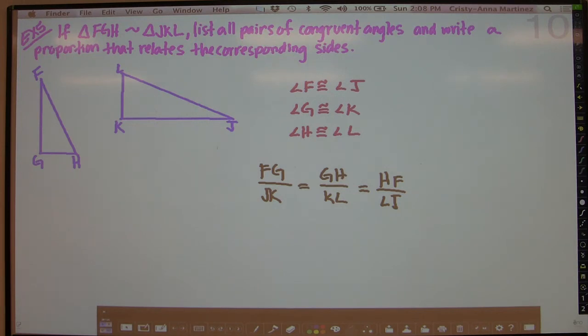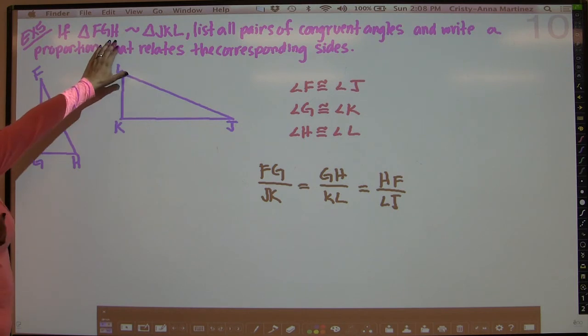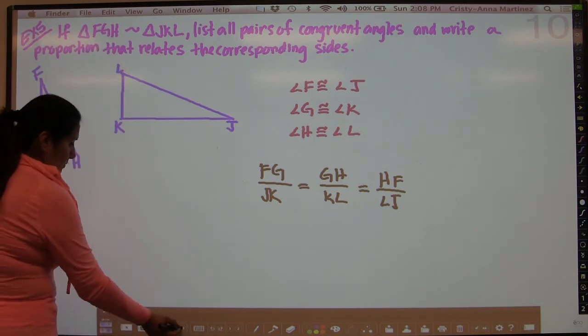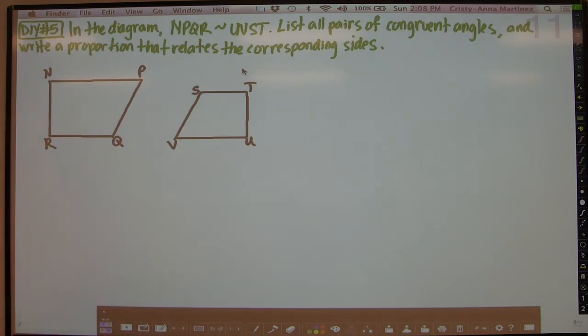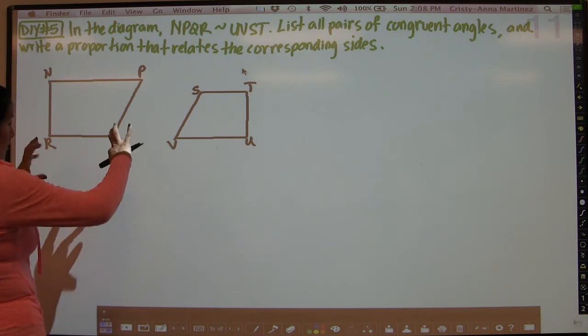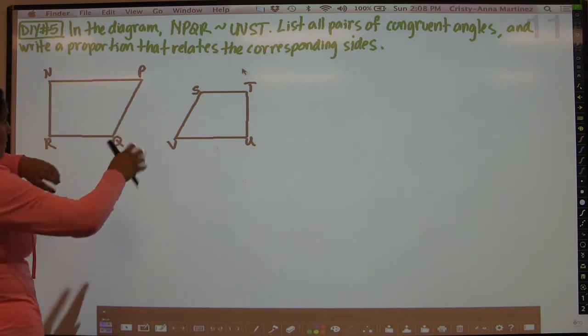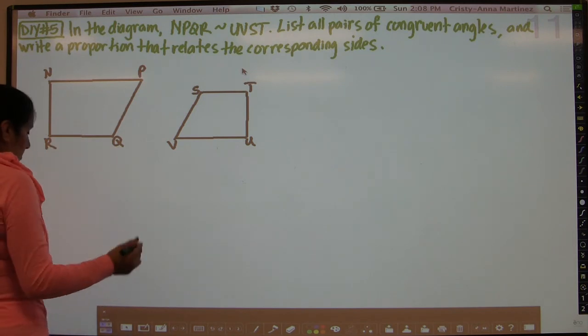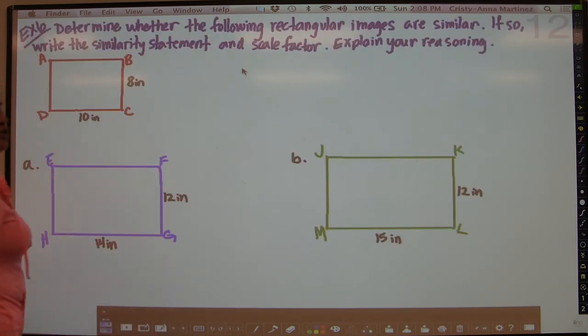FG over JK, GH over KL, and then HF over LJ. And again, you can see those from the diagram, but I think it's a lot easier to base it off of the similarity statement. So you can do whichever way is easier for you. So here we have do it yourself number 5, where you can attempt to do that on your own. Again, be careful that the diagrams are kind of switched around. So again, it's a lot easier to base it off of the similarity statement, but you do as you will.